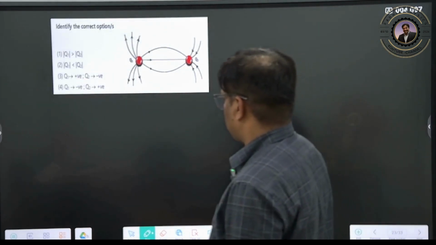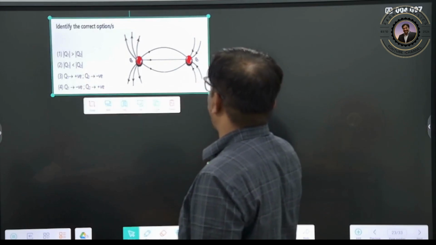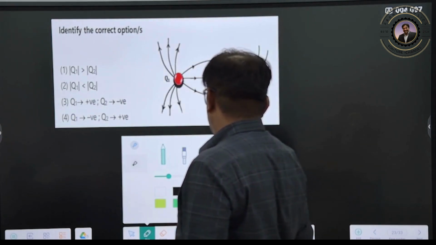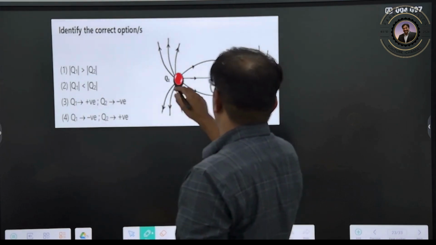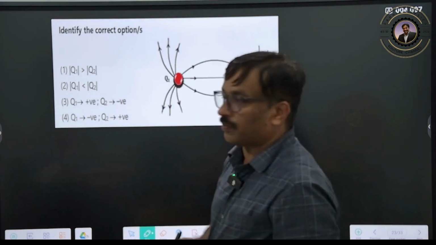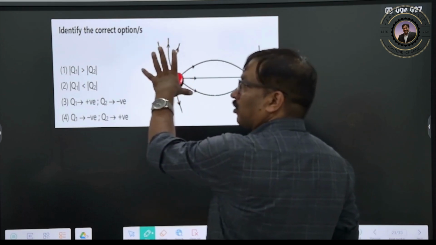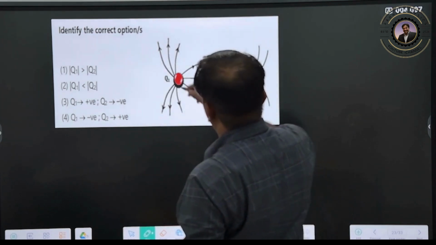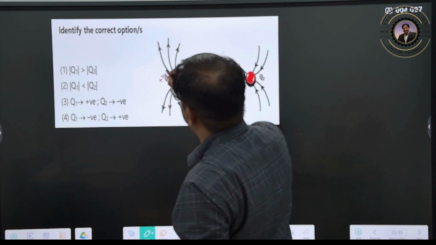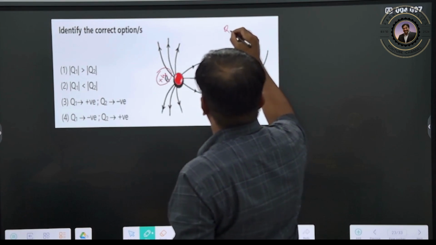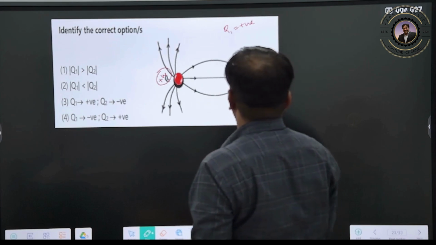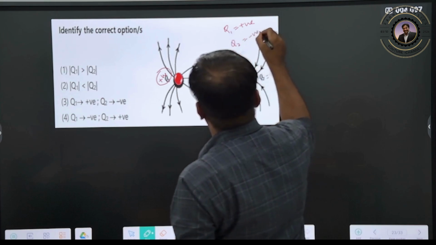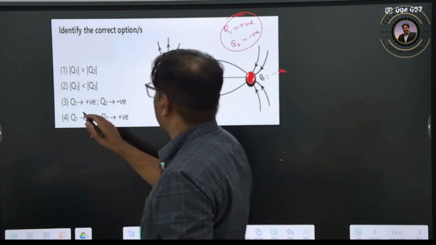Next one. Here I will add one more question. Let us see this one. Simple question. Now tell me, Q1 and Q2 are there, which is positive and which is negative? So field lines which are emitted, that is said to be positive. That means here field lines are emitted, this is positive. Q1 is positive and Q2, with field lines entering, Q2 is negative. Clear? So Q1 is positive, Q2 is negative.